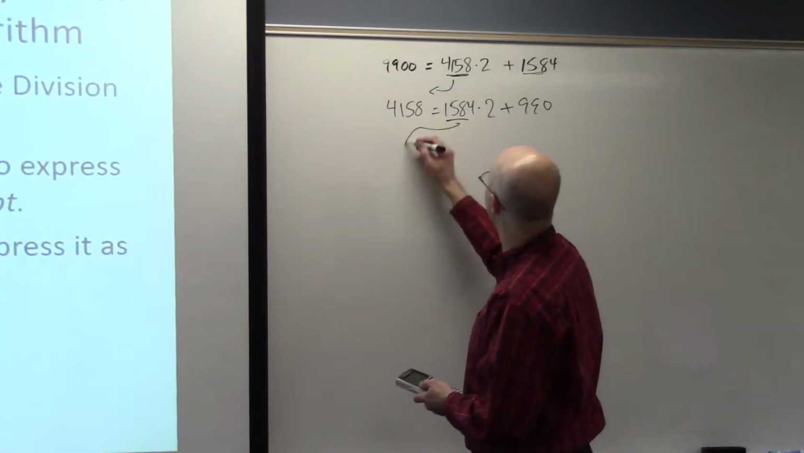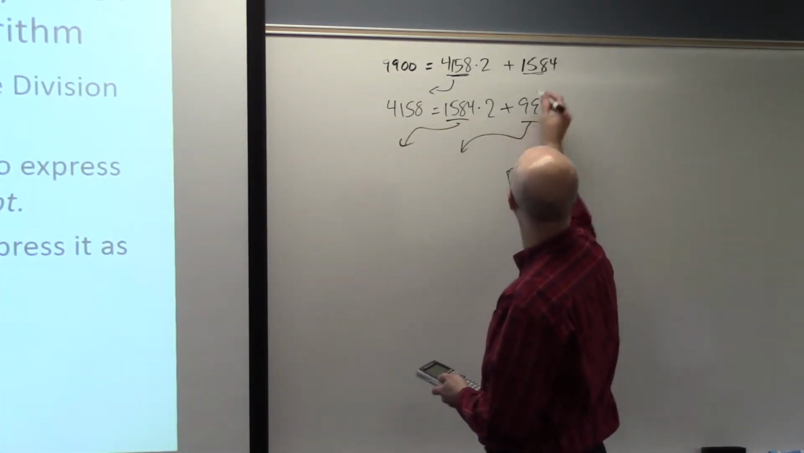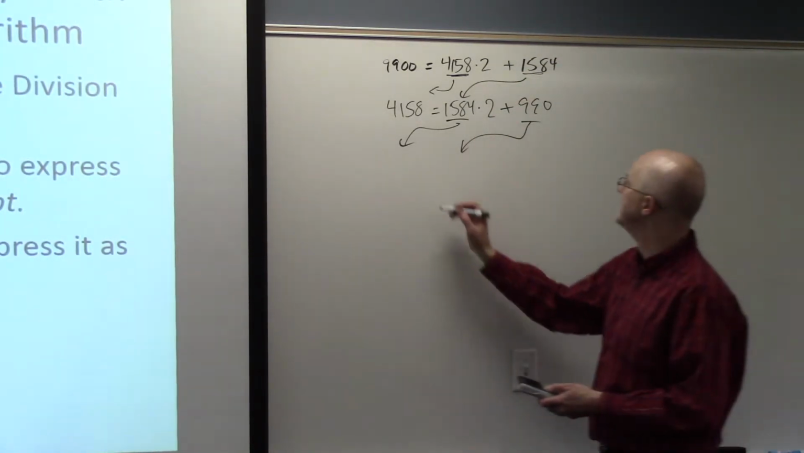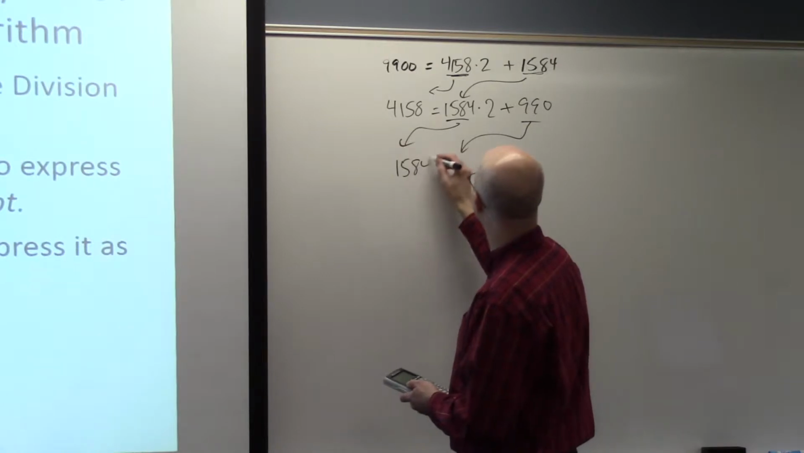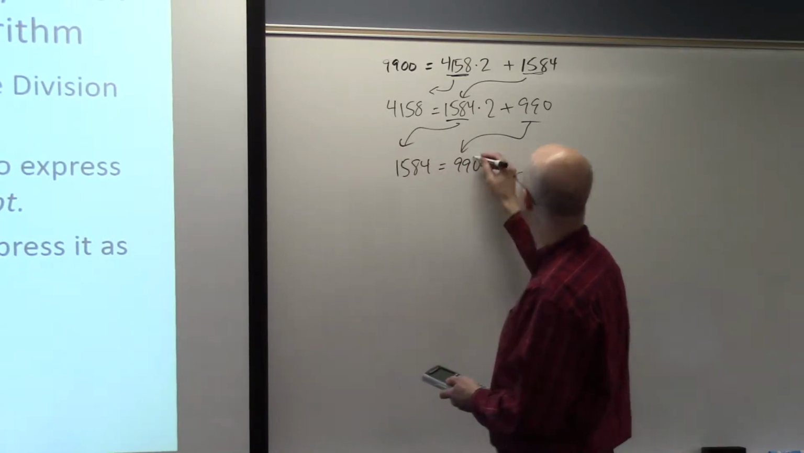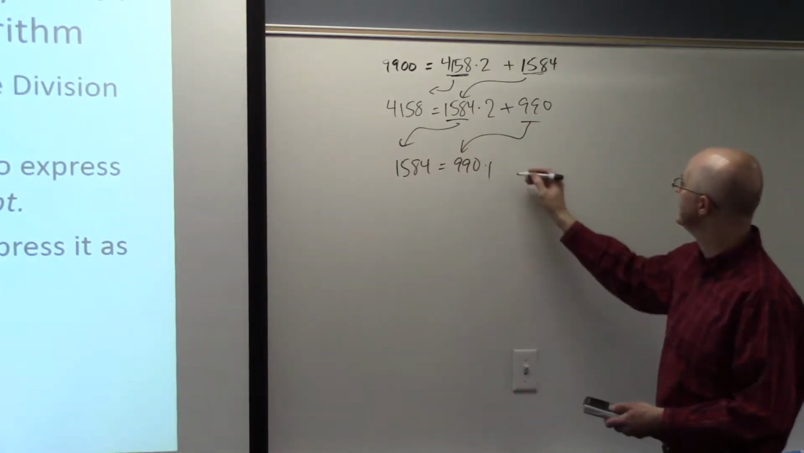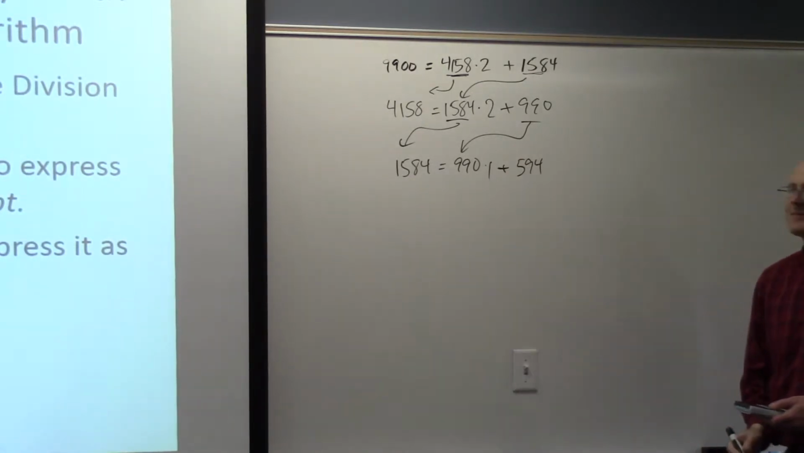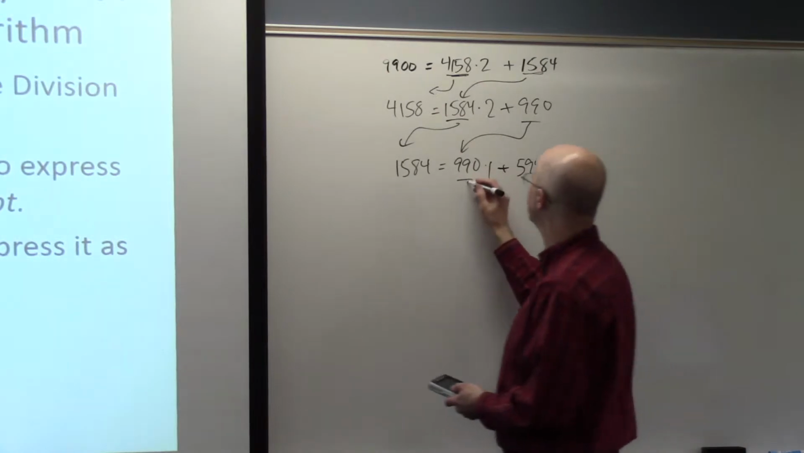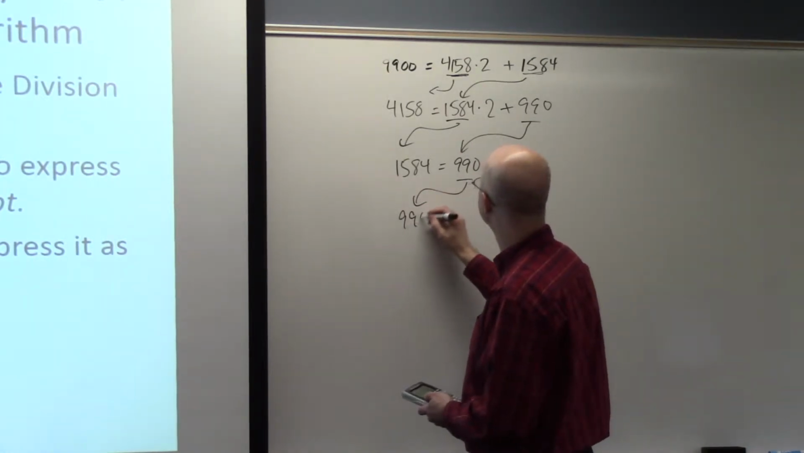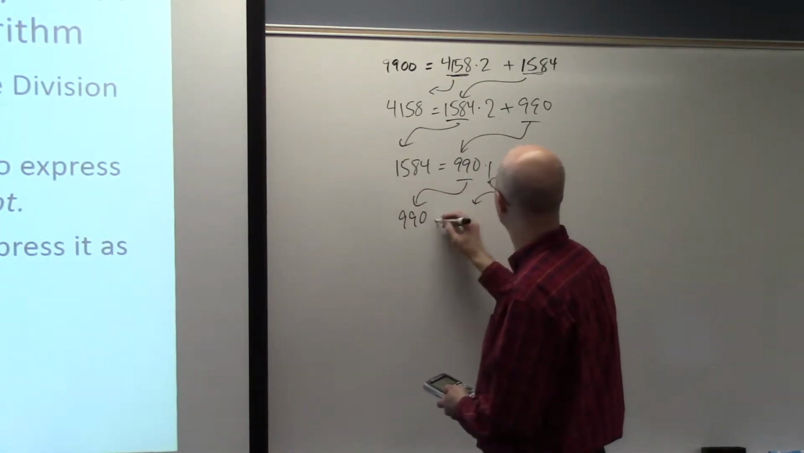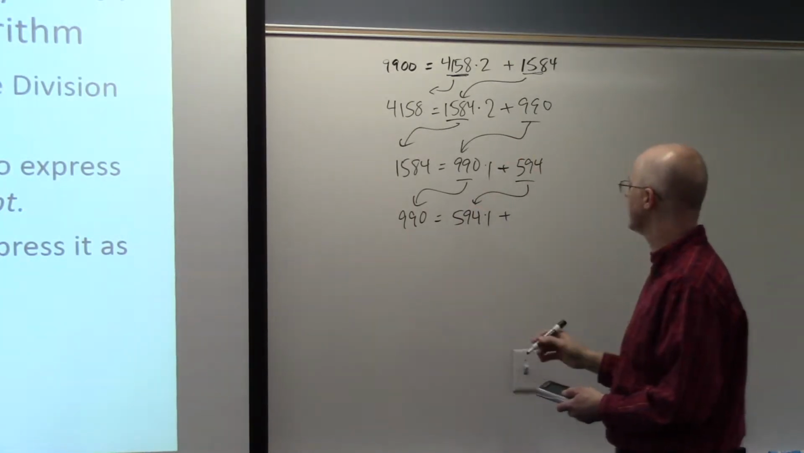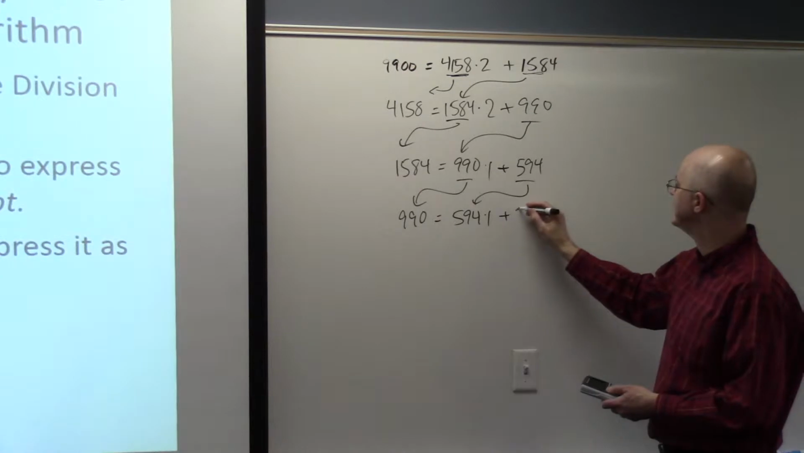Repeat. Oh, we meant to draw an arrow there too. Take 1584, divide by 990. 990 is going to go into it once. I think I can do this in my head. Plus 594 is going to be the remainder. Take that 990, divide it by 594. 594 is going to go into it once, and the remainder will be 396.